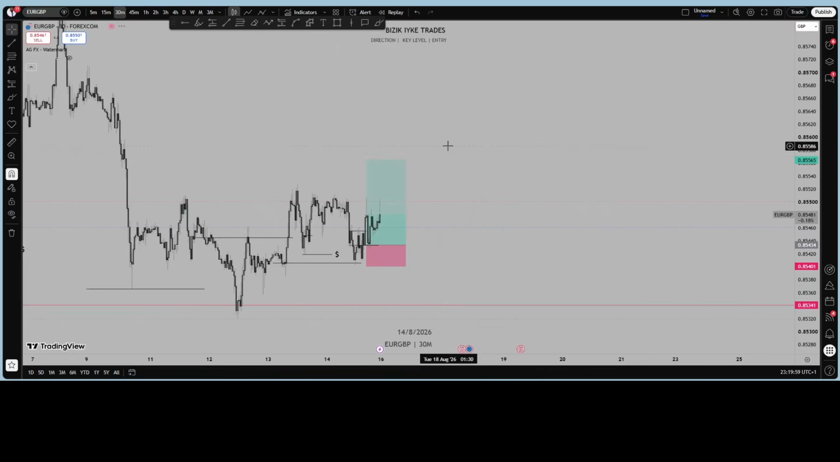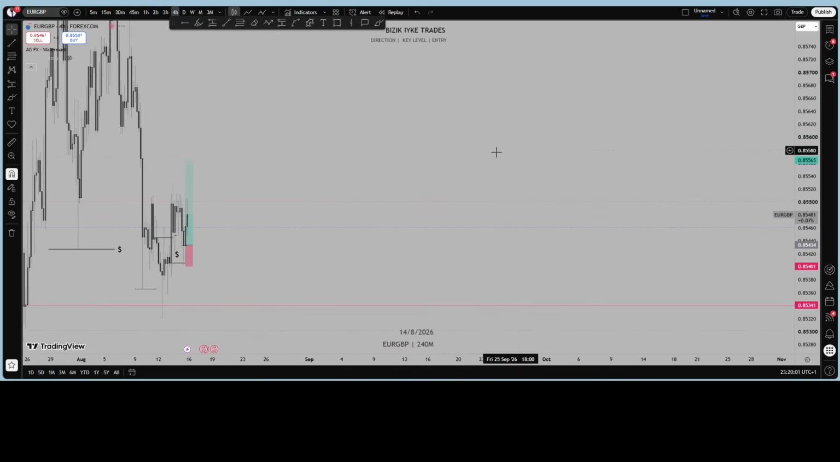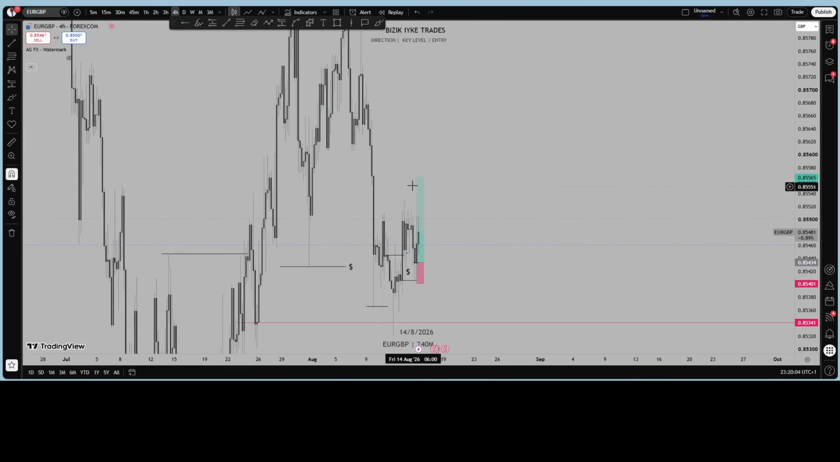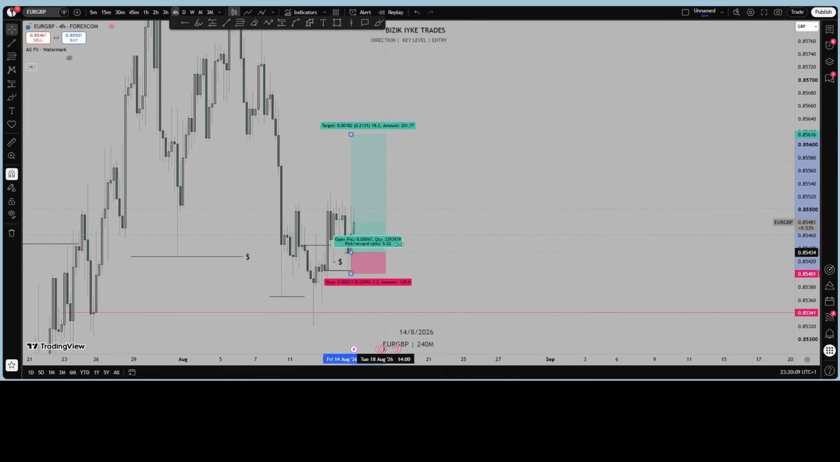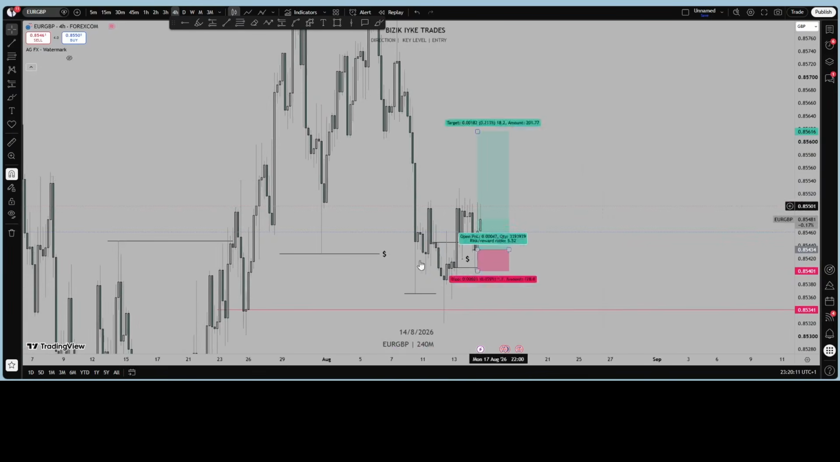Or still, you can go for a higher time frame key level. You can see we have a massive fair value gap that price is coming to fill, right? So this could have been a good setup. So this one I did not execute. This was a miss for me.